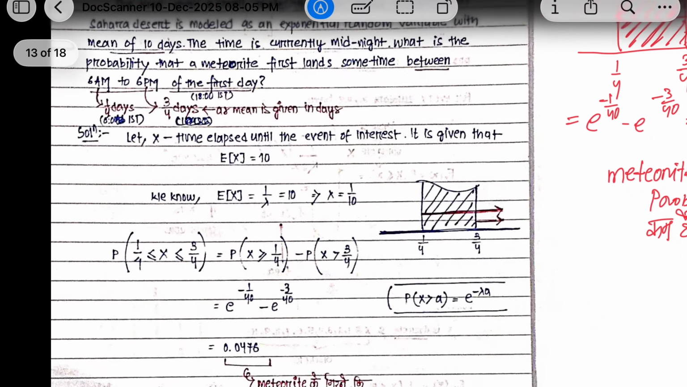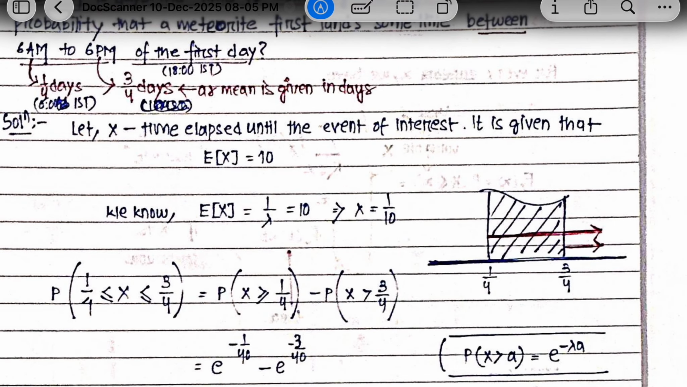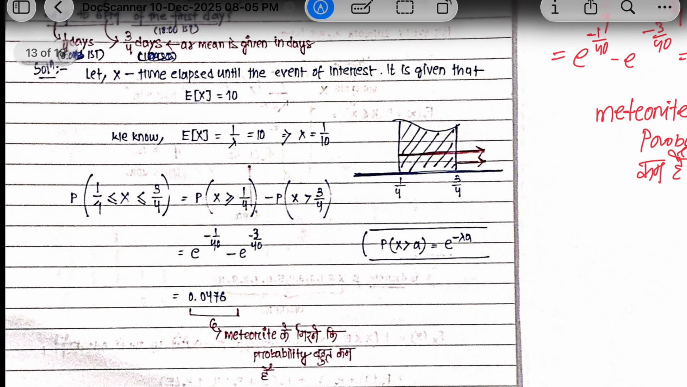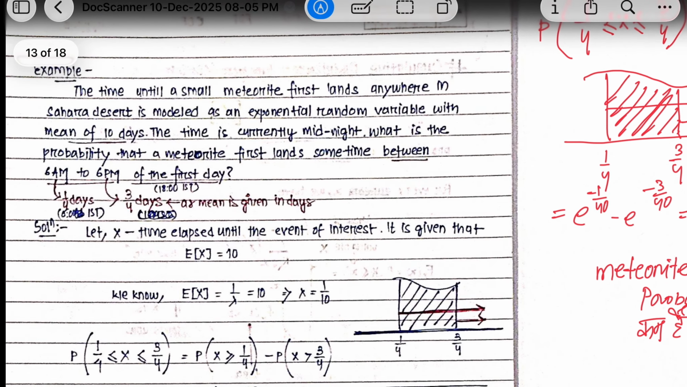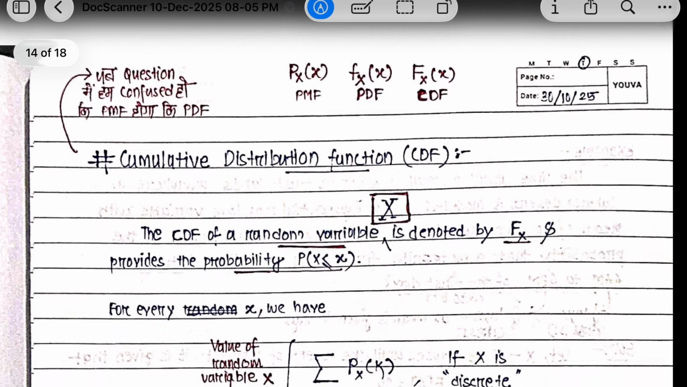So this is the answer. It's from the exponential first. Next is the cumulative distribution function.